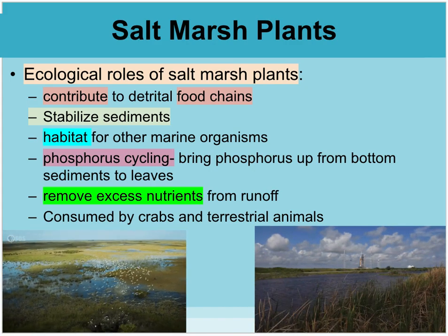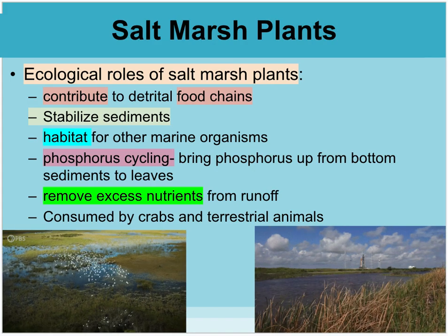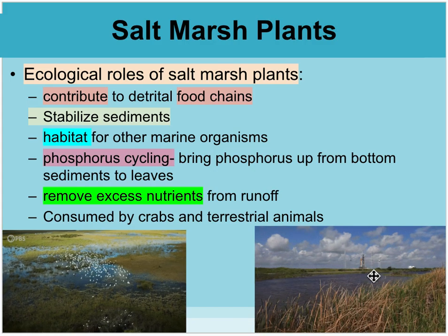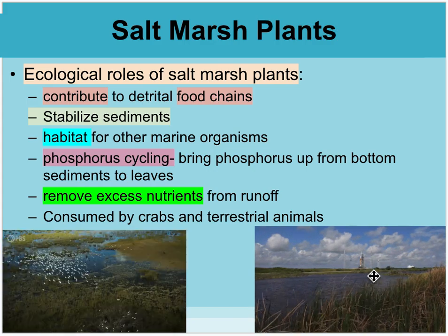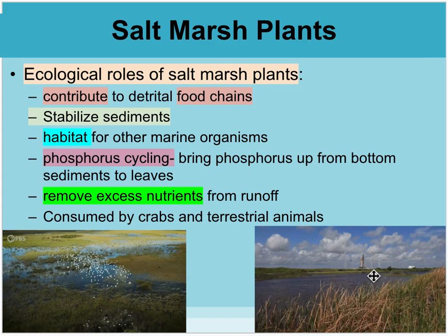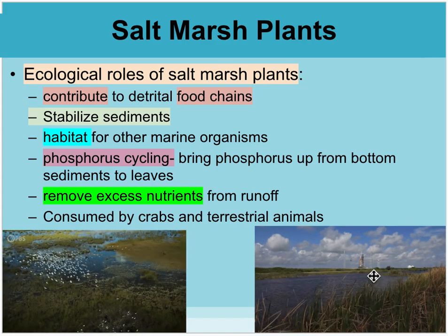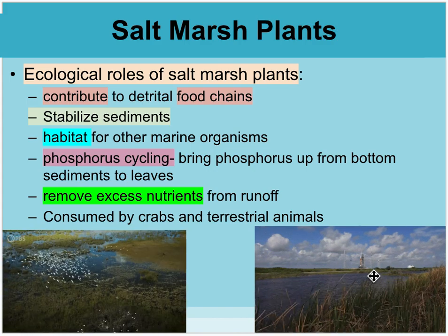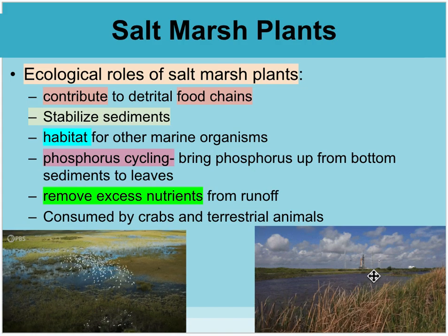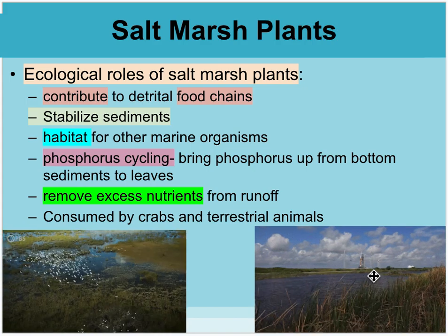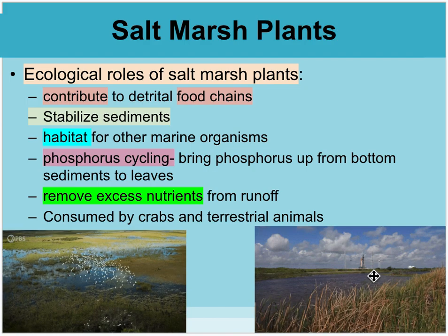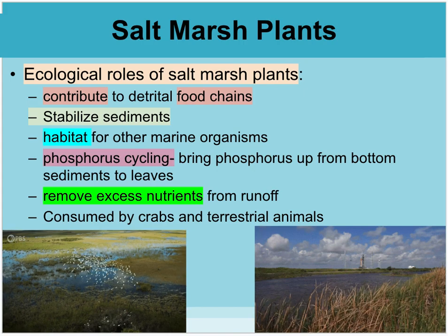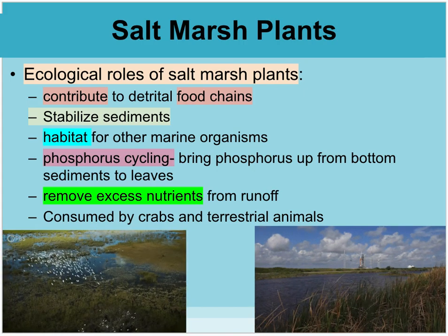They are really important ecologically because they contribute to the food chain. They also stabilize sediment, so mud isn't constantly flowing. They make habitat. They contribute to the cycling of phosphorus. They remove extra nutrients. So when farming and runoff from land comes down into the ocean, they stop it there and use it before that unnatural flow gets into the ocean. And they are used as food by crabs and terrestrial plants.